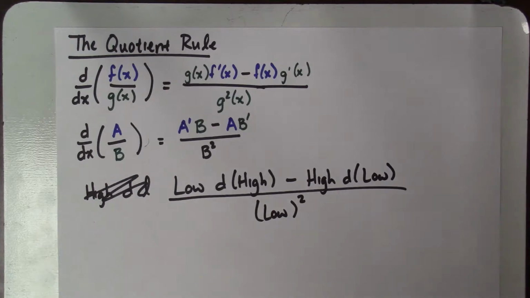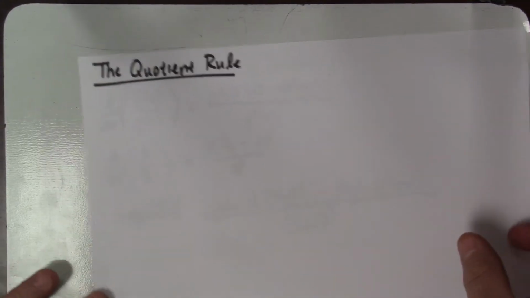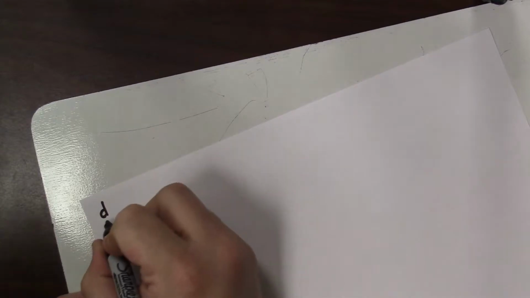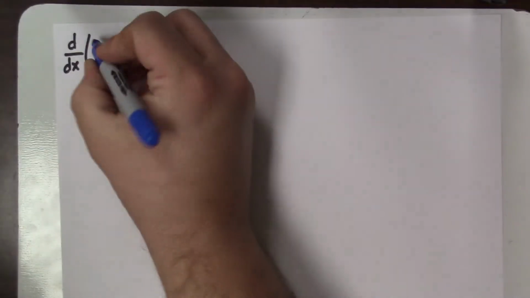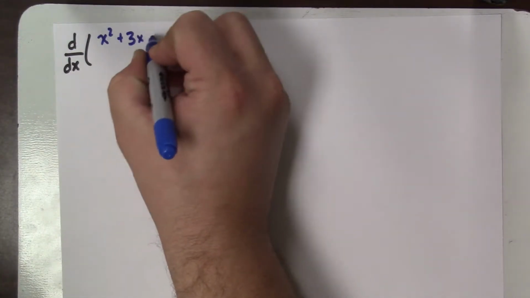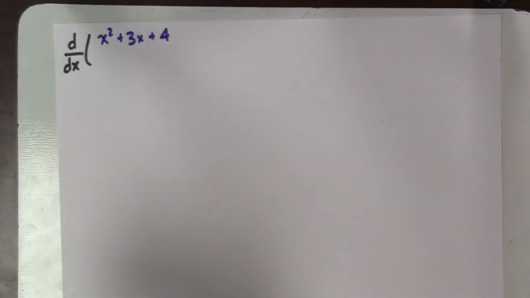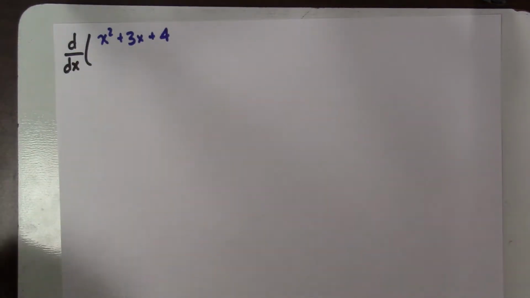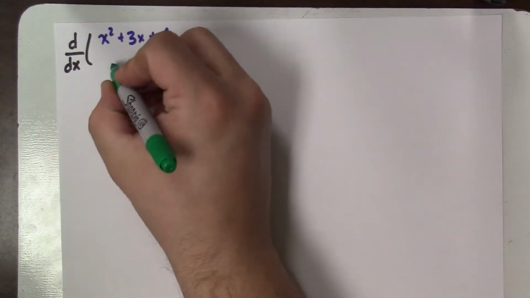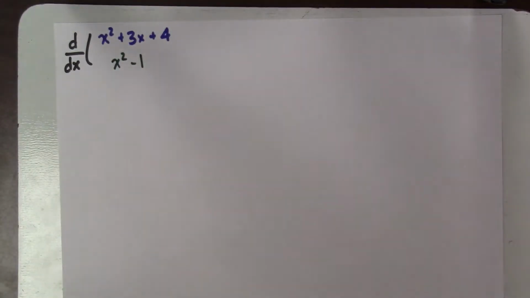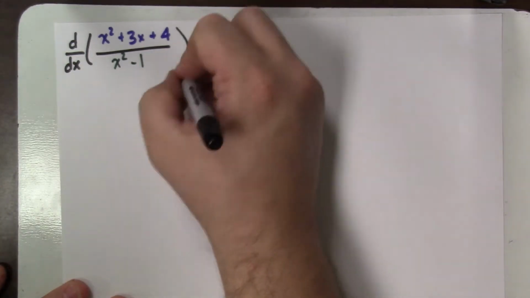So let's work an example just like we did. I'm looking at example 2 on page 132 of your textbook. It asks me for the derivative with respect to x of, on top, x squared plus 3x plus 4, and on the bottom, x squared minus 1. I probably ought to draw a fraction bar here just to not drive you crazy.